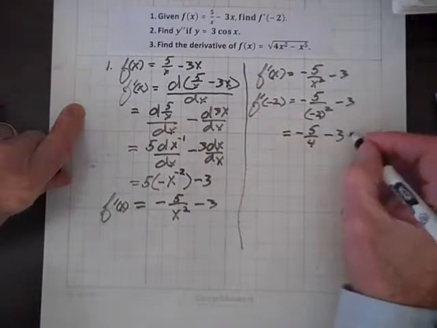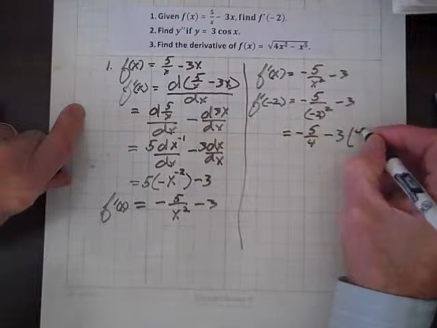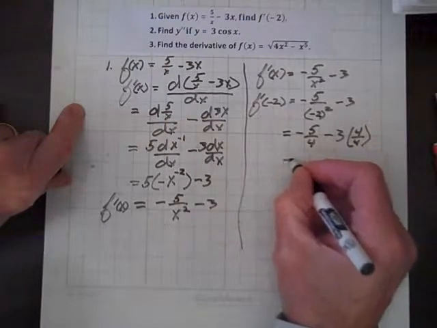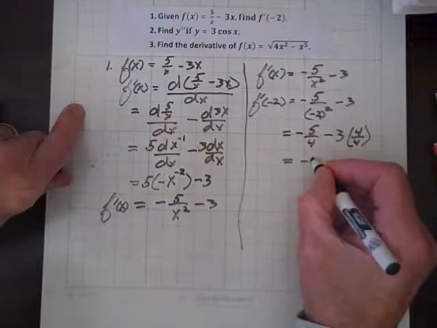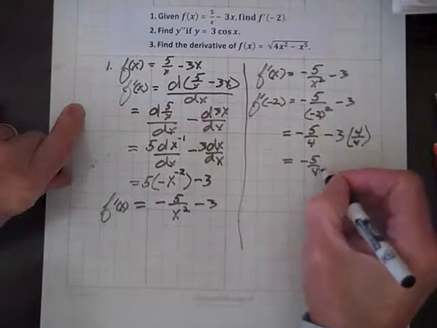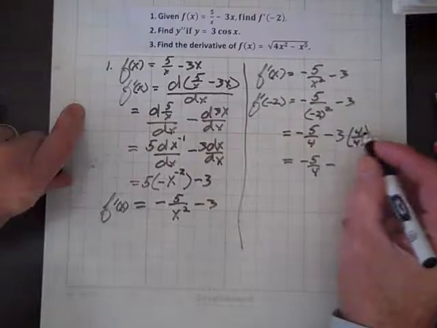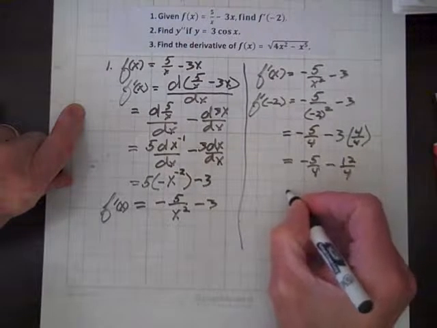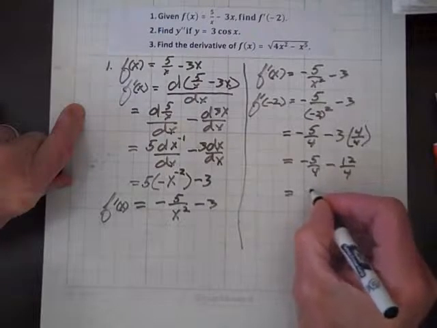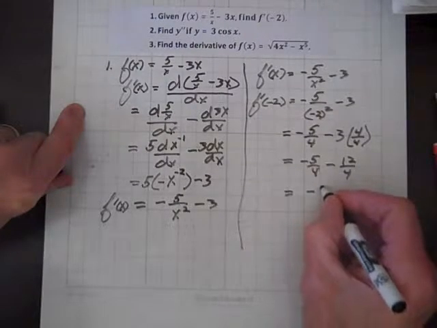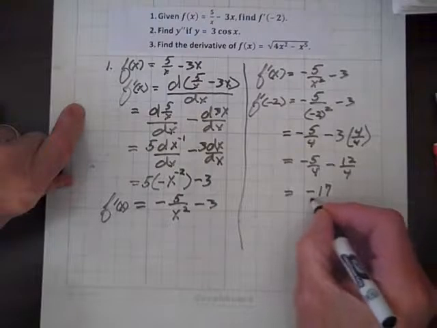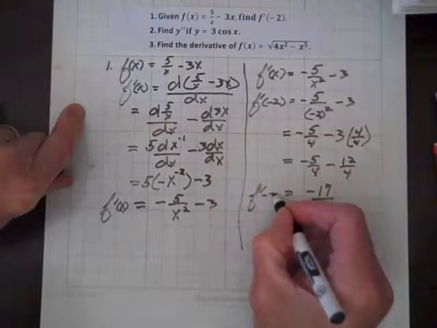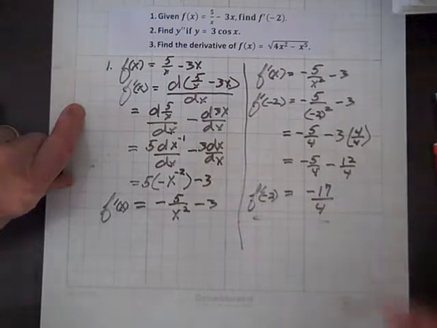Now we need a common denominator, so we'll multiply by 1 in the form of 4 over 4. Now we have that common denominator, so that equals negative 5 over 4 minus, and 3 times 4 is 12, 12 over 4. And what we get when we sum those is negative 17 over 4. And that's what our f prime of negative 2 equals.